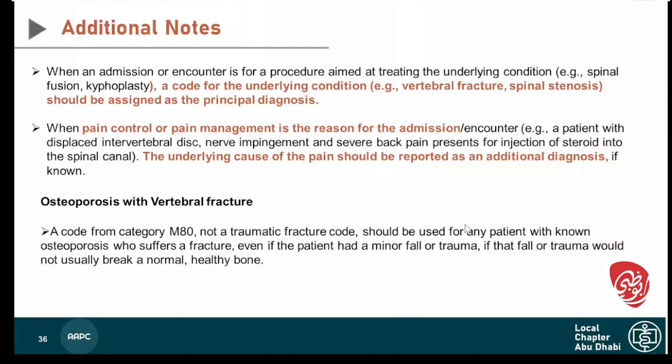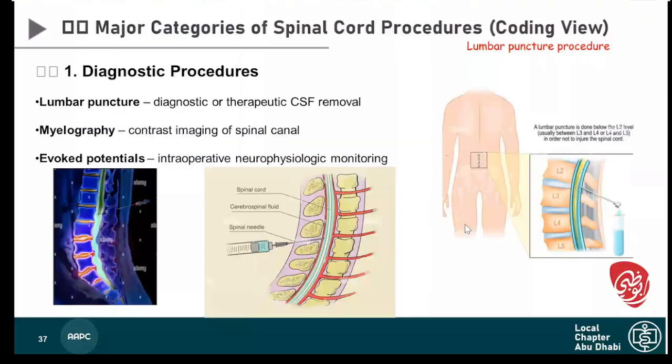Next comes procedures, the major categories of spinal cord procedures. In this session, we are going to see the procedures that we perform on the spinal cord or spinal column and also their coding aspects. So the first category is diagnostic procedures. Under diagnostic procedures, lumbar puncture, myelography, and evoked potential all come under it.